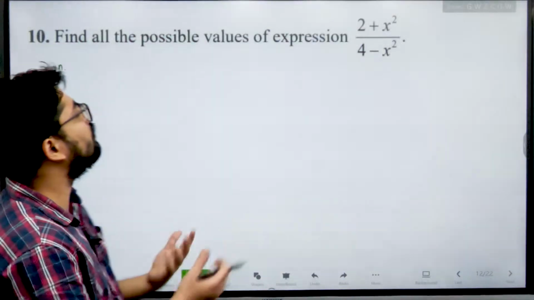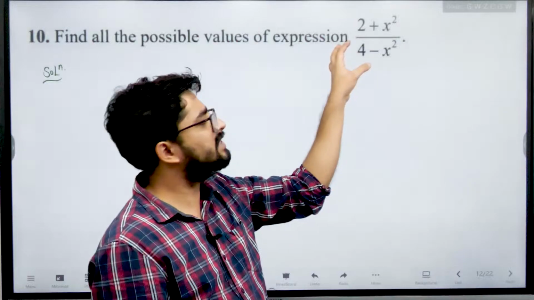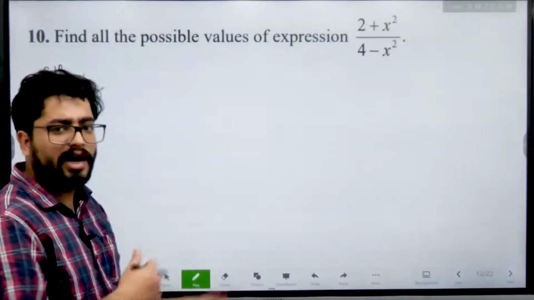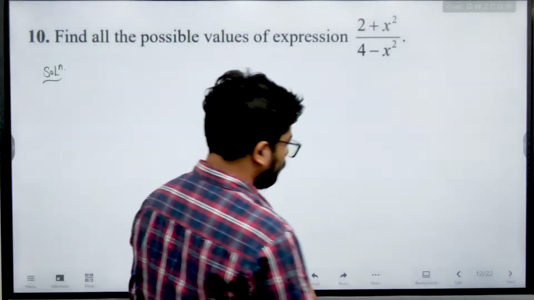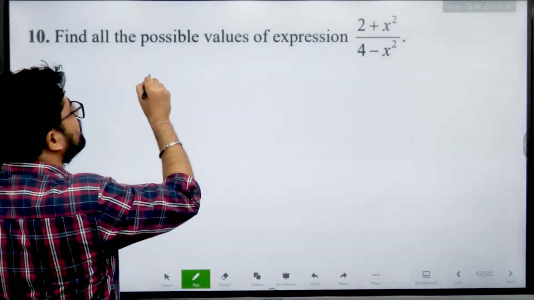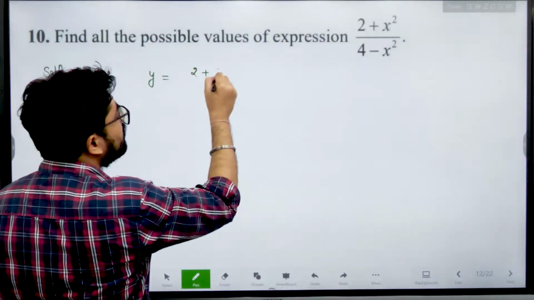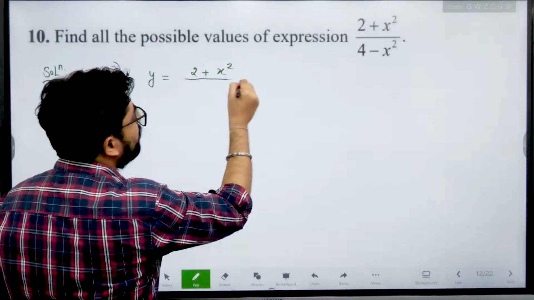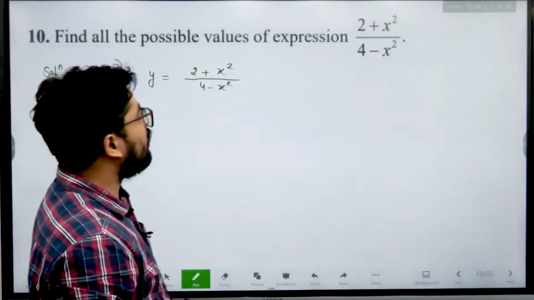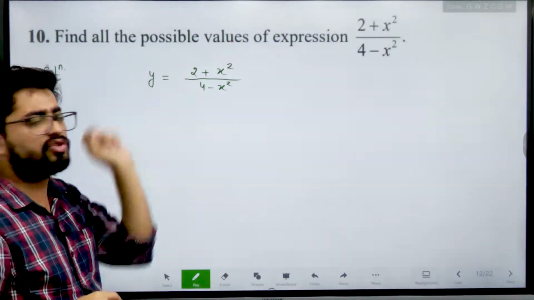So you have to collect all these values. When you give some x to this expression, you'll get some output, so you have to collect all the outputs. Got it? Now how can you find all the possible values? Let's say this is y. y is 2 plus x square divided by 4 minus x square. You have to find all the possible values of y.